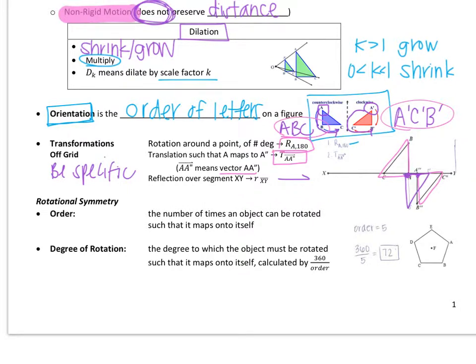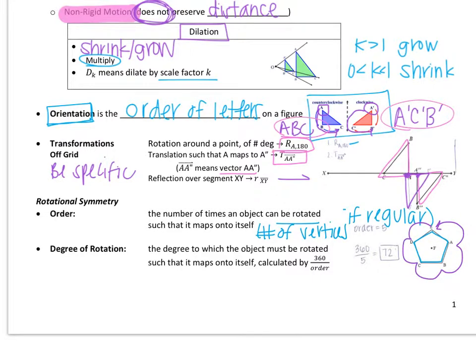Order is the number of times an object can be rotated to map onto itself. Usually this is the number of vertices, if the figure is regular, meaning all sides and all angles are congruent. So something like a square or this regular pentagon that we have here, or an equilateral triangle. So if we are trying to rotate this pentagon onto itself, then the order would be 5. We can turn it 5 times around so that it maps onto itself.